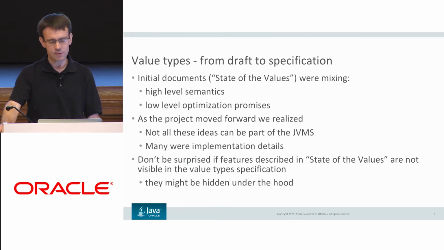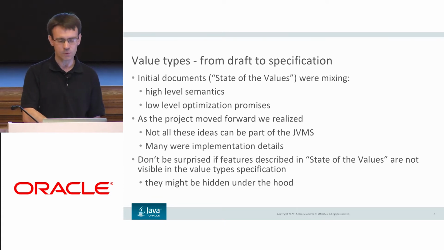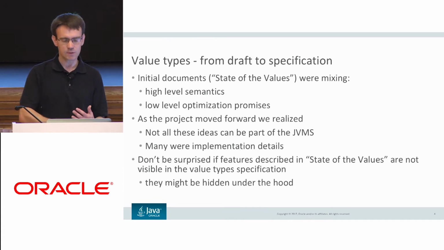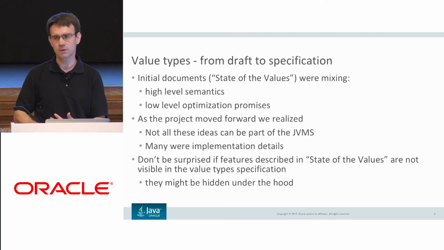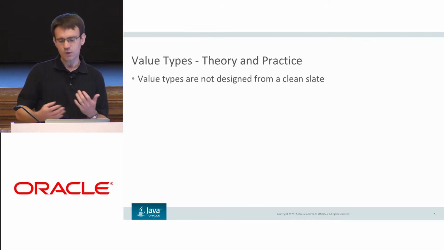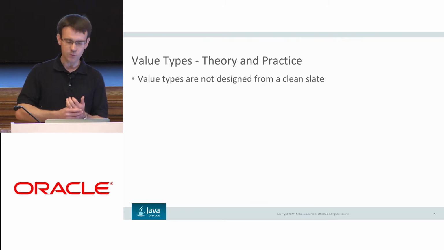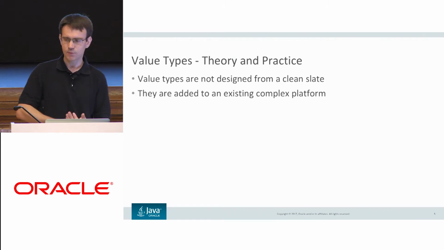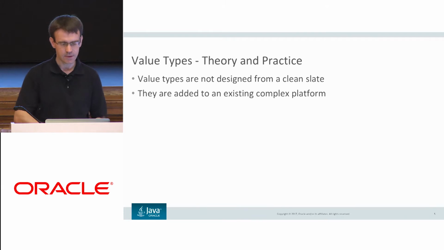You might be surprised that some aspects of value types described in the State of the Value documents do not show up in the specification. It's just that we consider them implementation details: we're implementing them, but not specifying them. If we were designing value types for a new language, from a clean slate, it would have been much, much easier. The fact is we are adding value types to an existing, already very complex system.